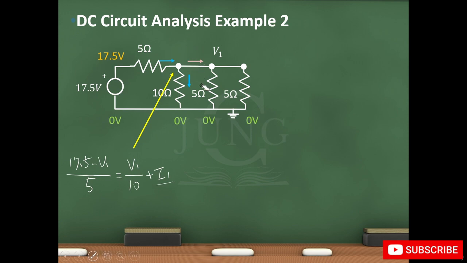Then we'll apply Kirchhoff's current law again at this second junction. Again, we need to assume the directions of the current, and this defines how we subtract our voltages in the Ohm's law. Then we can say the current flowing in, so I1, equals the current flowing out, so V1 divided by 5 plus V1 divided by 5. Now we know what this I1 is, we can substitute back into our first equation.